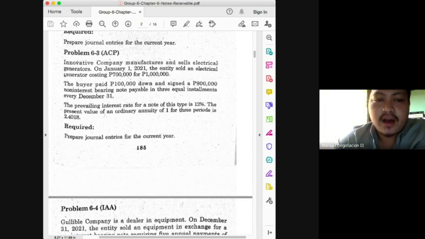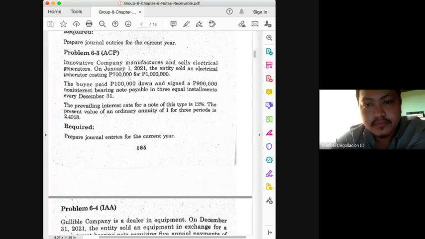Aside from the January 1, 2021 entry, we'll have to prepare an entry at the end of each reporting period to recognize the necessary adjusting entries. On December 31, we'll prepare two entries. The first entry would be to recognize the payment because if you'll remember the second paragraph, it tells us that the non-interest bearing note is payable in 3 equal installments every December 31. So every December 31, we will receive payment.